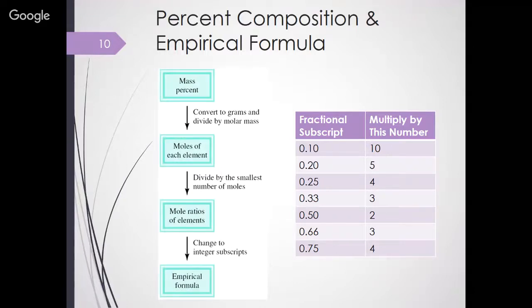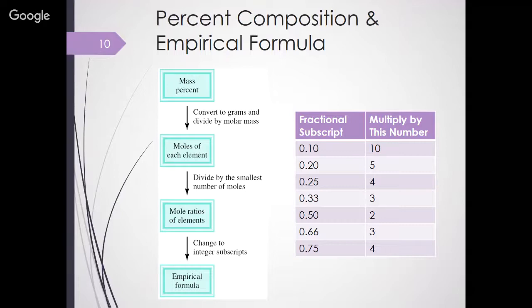Now, we can use mass percent compositions in order to determine an empirical formula. And the steps that you're going to take is to look at your mass percent and convert that to grams. So if I have 50% of something and 50% of something else, I just say that's 50 grams and 50 grams. Or if I had 25% and 75%, I say I have 25 grams of this, I have 75 grams of that.